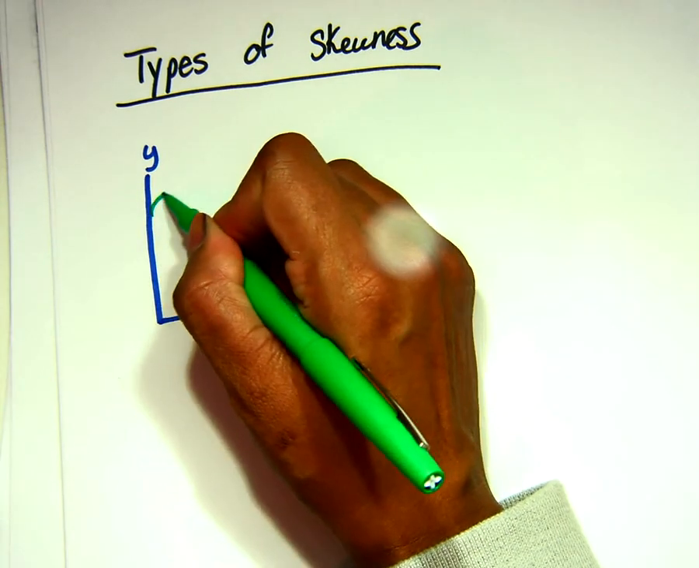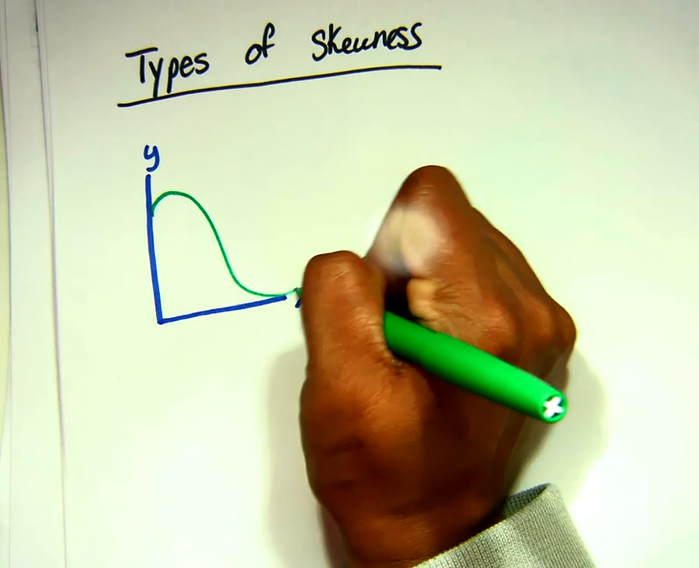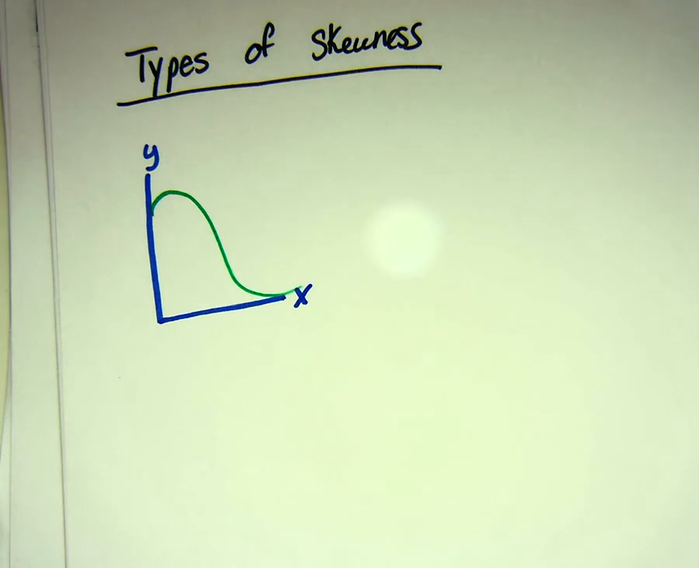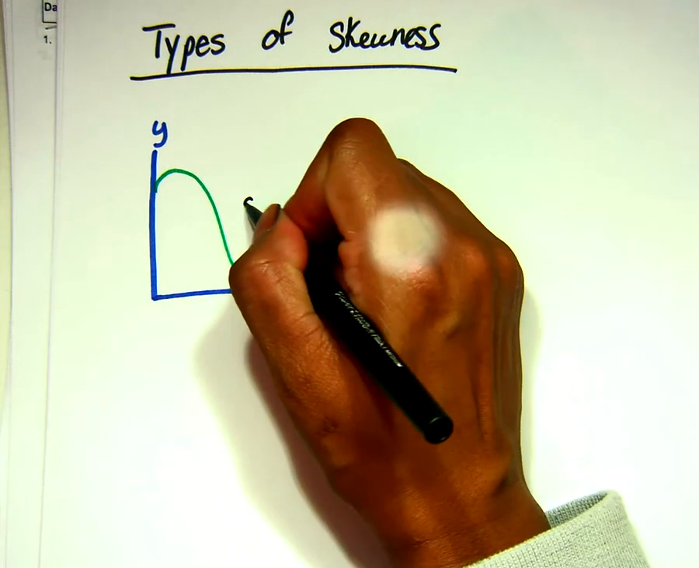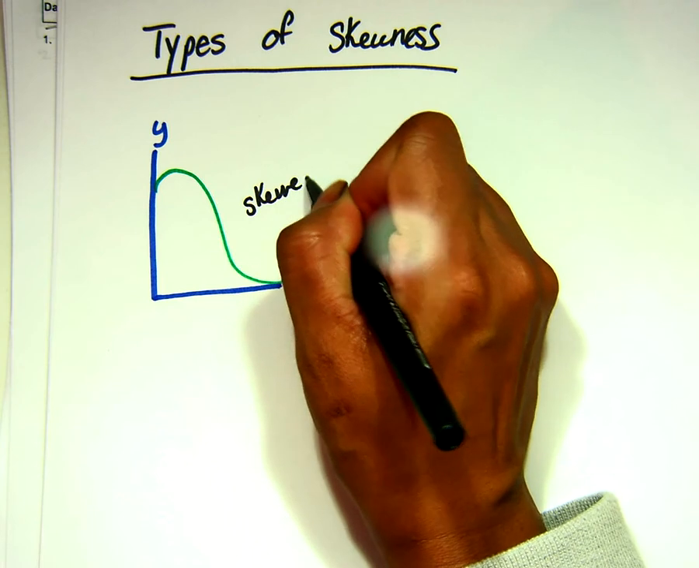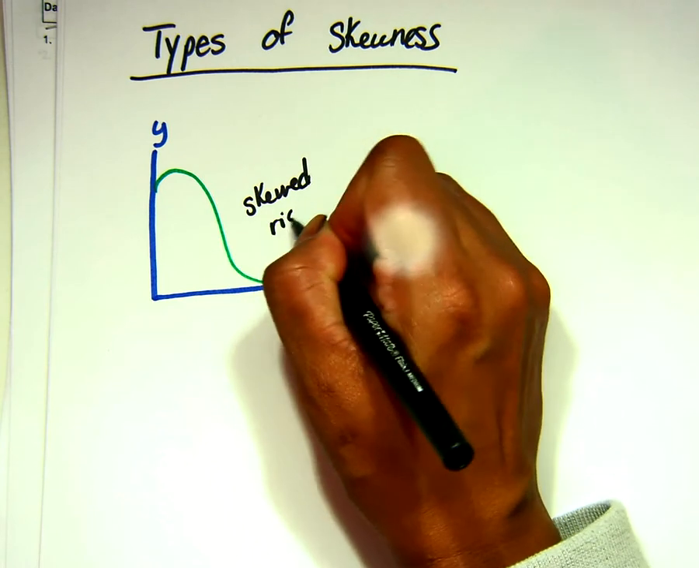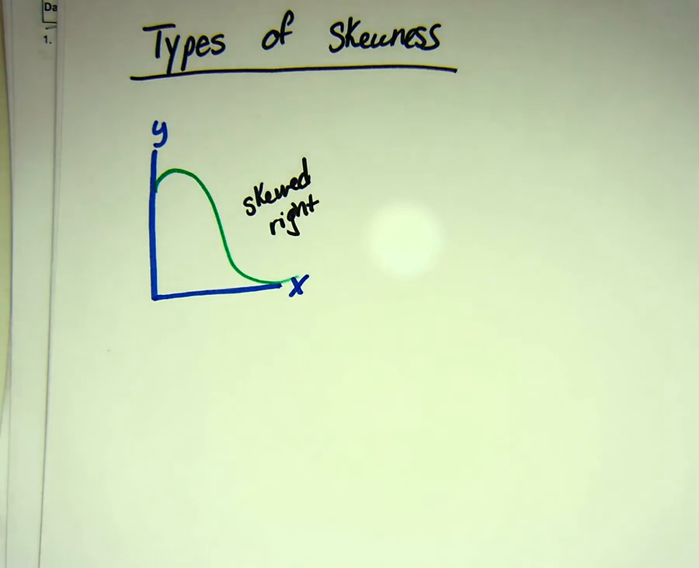Where this particular one right here, notice it has a big hump or a curve on the left-hand side, but it suddenly changed direction from the right. So this right here is considered skewed right because it has a tail on the right. Again, this is considered skewed right because it has a tail on the right.